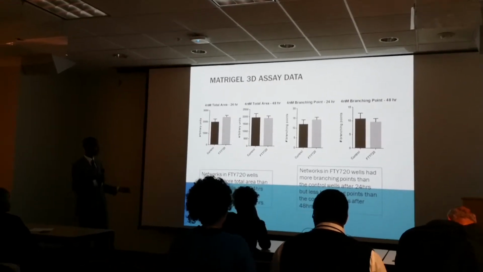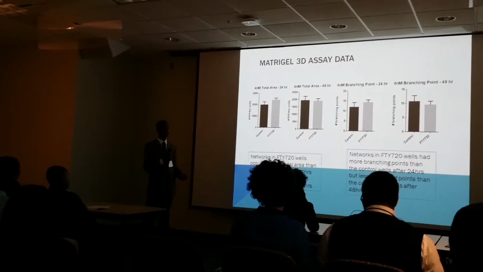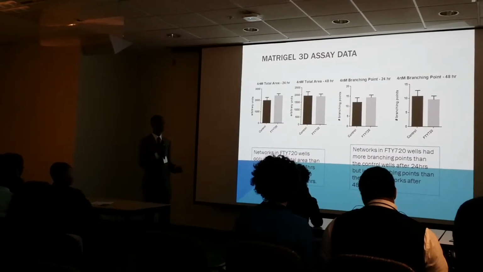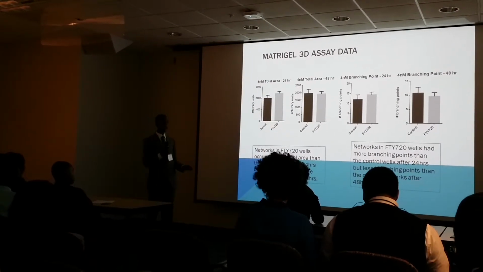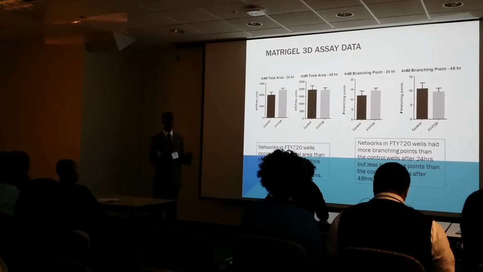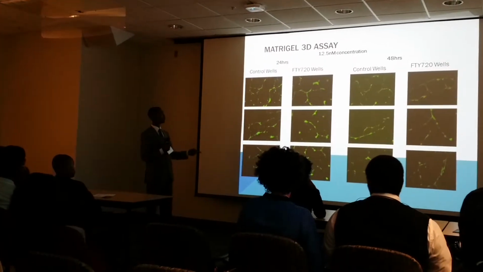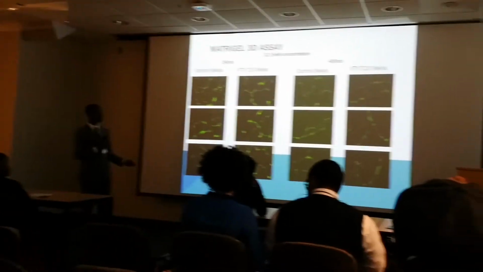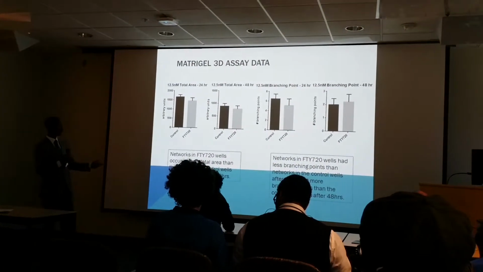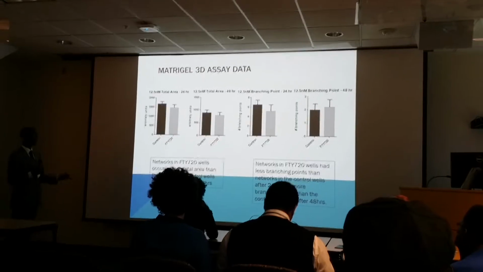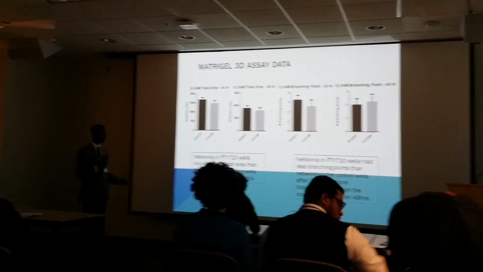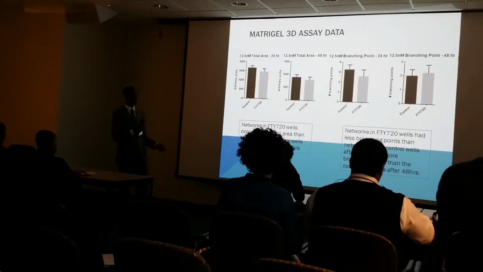In my data, networks in FTY720 wells occupy more total area than the control wells after 24 hours, but less total area than the control networks after 48 hours. And it's basically showing that FTY720 does impact the growth or the network formation of HUVECs. And these are the images at the 12.5 nanomolar concentration. Networks in FTY720 wells occupy less total area than the networks in control wells after both 24 hours and 48 hours.